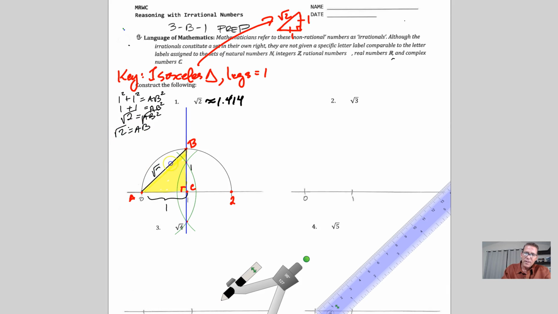So let's label this root 2. So now we know that that's root 2. Okay, and I used the Pythagorean theorem there to generate that. I know that AB is length root 2.